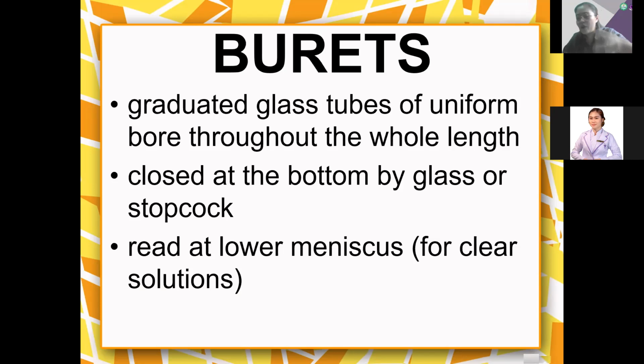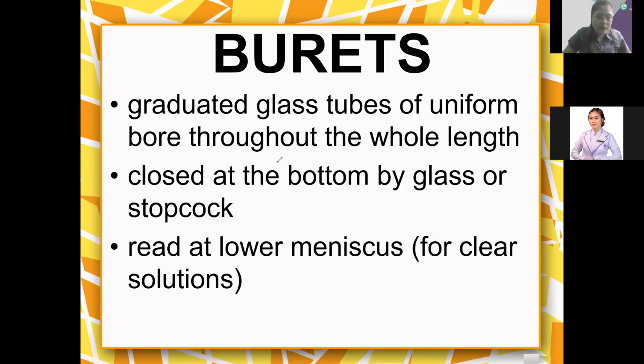So this is where, like, a knob where you can close or open the hole para mag-flow ang liquid inside. Now, for clear solutions, and actually this is the same for all volumetric apparatus, whether you use the pipette, the volumetric flask, or the graduated cylinder, if your solution is clear, even if it is colored, as long as it is clear, you have to read the volume at lower meniscus.